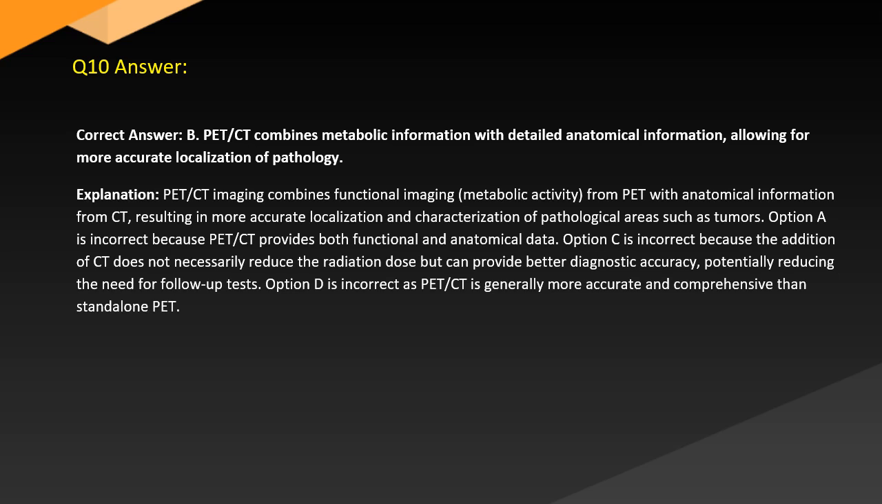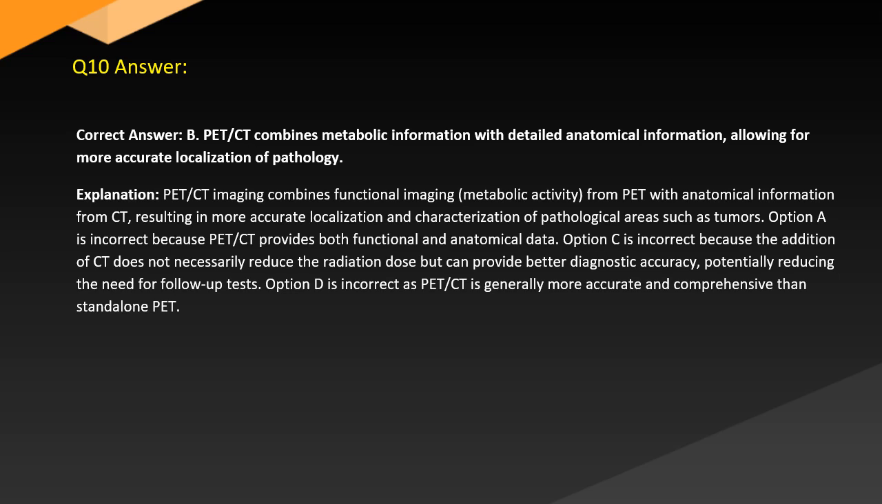Answer. Correct answer: B. PET/CT combines metabolic information with detailed anatomical information, allowing for more accurate localization of pathology. Explanation. PET/CT imaging combines functional imaging, metabolic activity from PET, with anatomical information from CT, resulting in more accurate localization and characterization of pathological areas such as tumors.